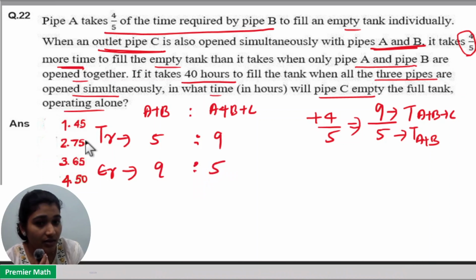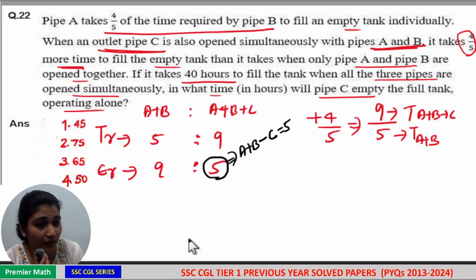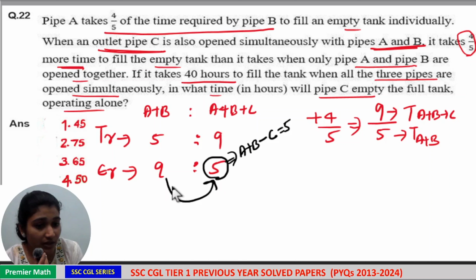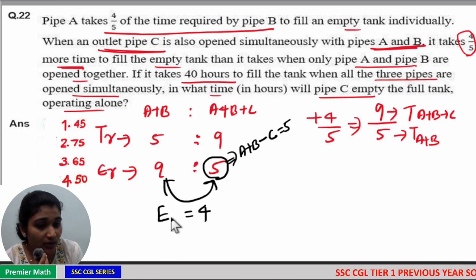That is, here efficiency of ABC together is 5 units, where A and B are filling pipes and C is an emptying pipe. So A plus B minus C is equal to 5 units. Now the difference between A and B together efficiency and ABC together efficiency is equal to 9 minus 5, 4 units. Which is the efficiency of C here? ABC together minus A and B together is equal to 4 units. That is the efficiency of C.